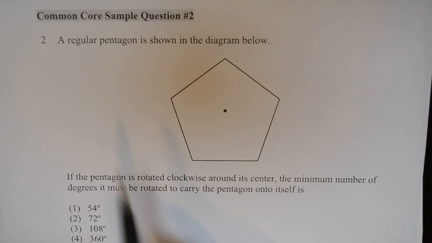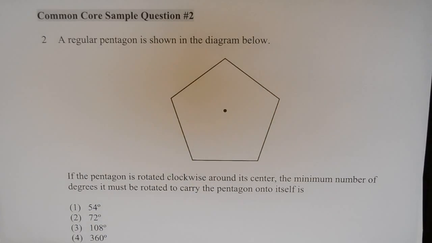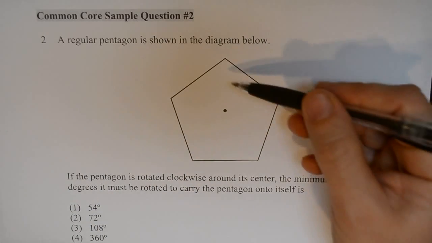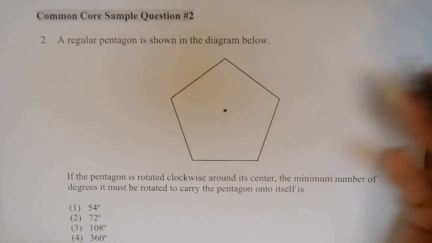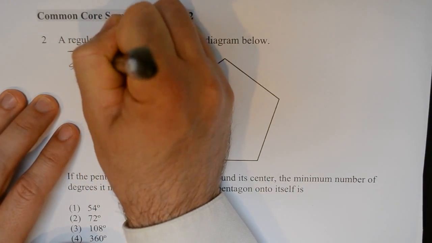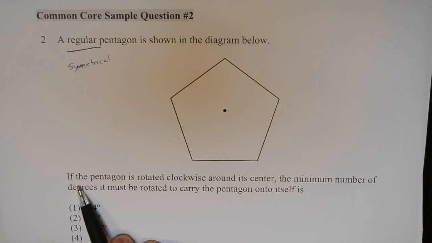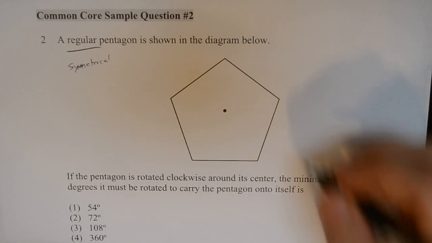We have a regular pentagon. Remember that a regular pentagon, or any polygon, the regular part means all congruent angles, all congruent sides. So these are all the same, and these are all the same. In other words, when you see the word regular, you want to think symmetrical, right? Like a circle.